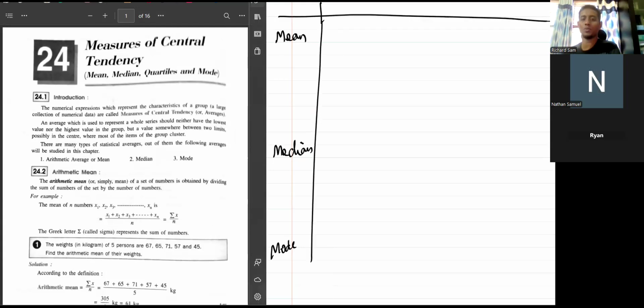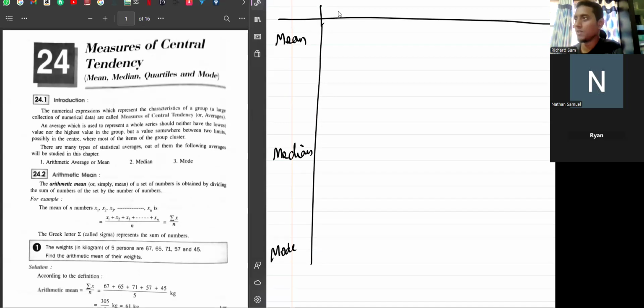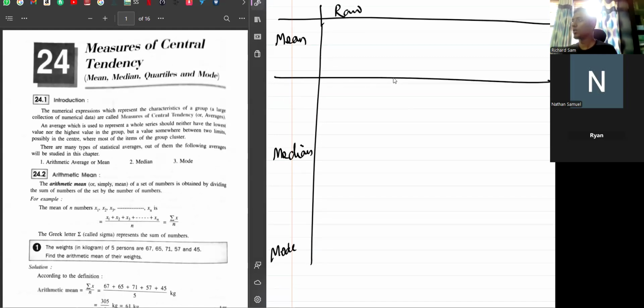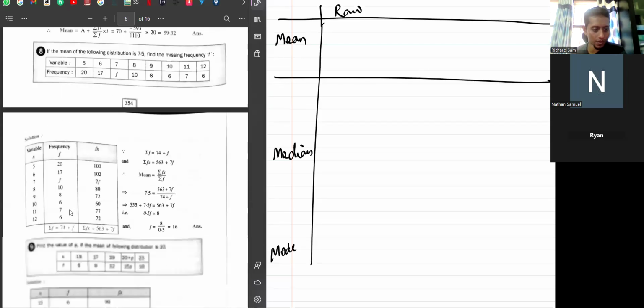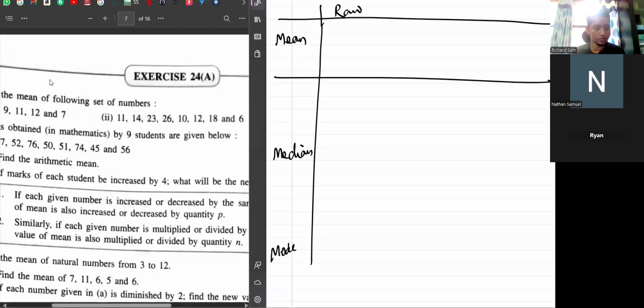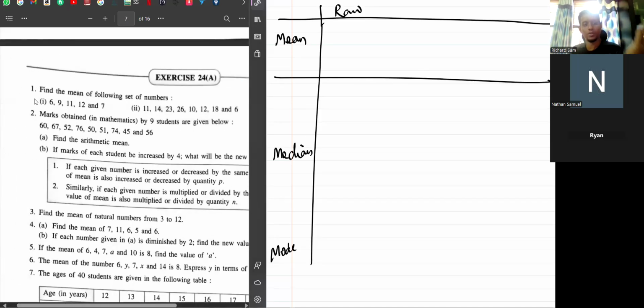You have three types of questions that can come for each of these. First, for mean, they'll give you raw data. Raw data means they'll just give you some numbers and you find the mean. For example, here, question 1 and question 2. They'll just give you some numbers and ask you to find the mean. So how do you find the mean over here?